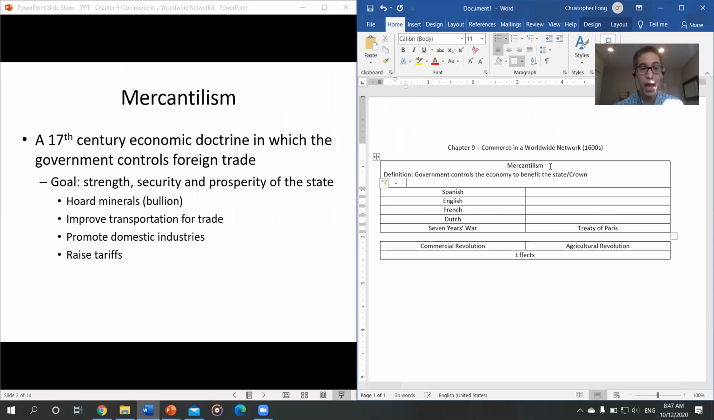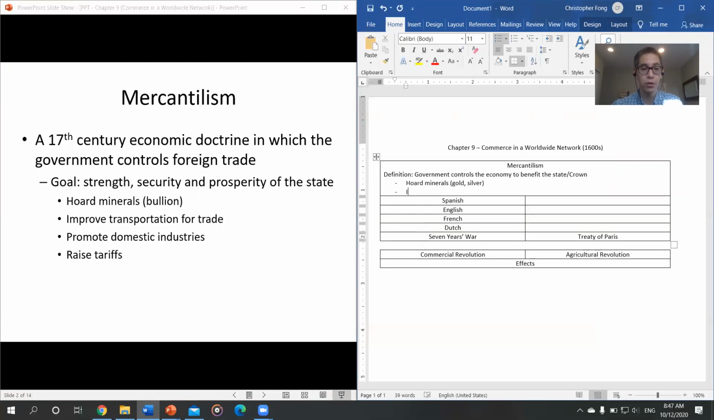And so some examples that we have of this is that they want to hoard minerals or hoard bullion. Basically, they want to get as much gold, silver, iron, etc., as possible. There was an idea at the time that, well, still true today, I guess, there is a limited amount of gold in the world. There's a limited amount of silver in the world. And so if you can get your hands on as much gold as possible, then you're controlling the profit or controlling the wealth. So hoarding minerals.